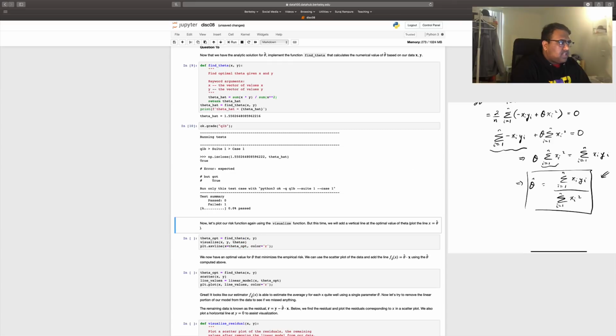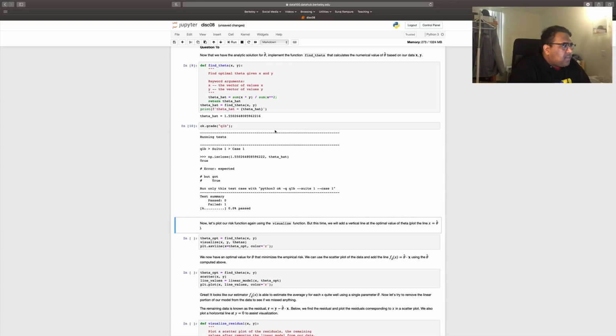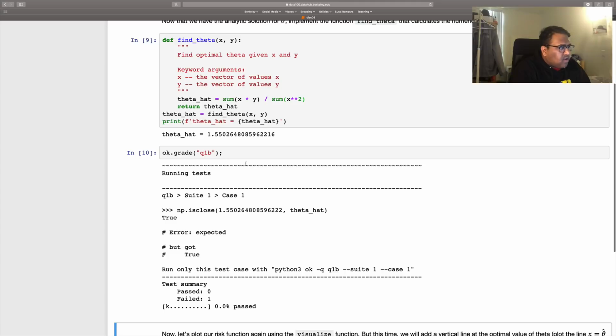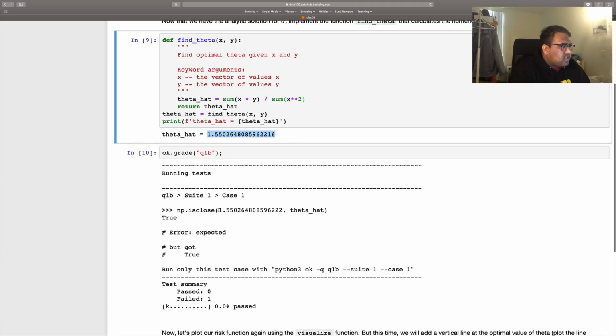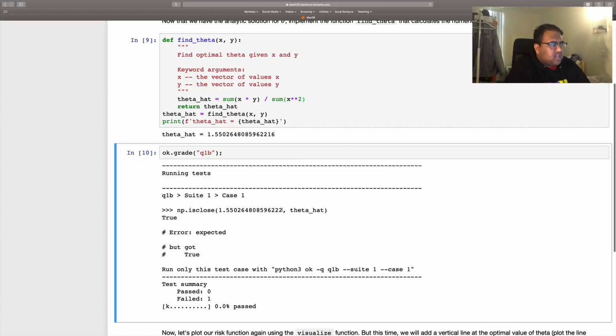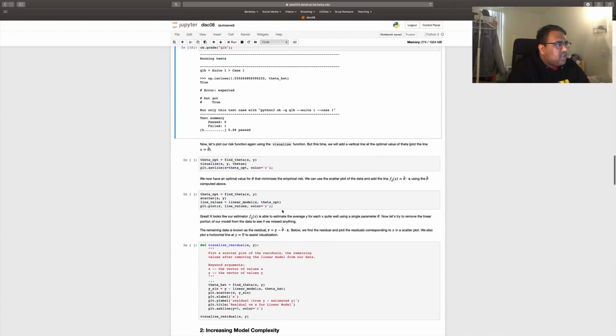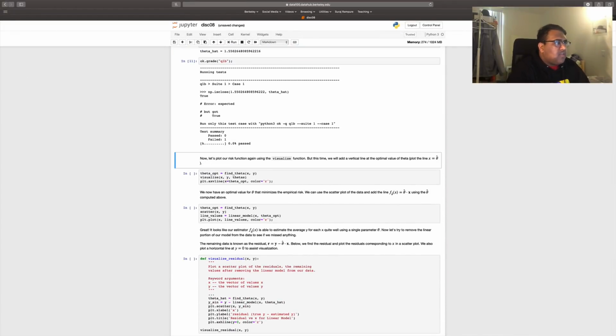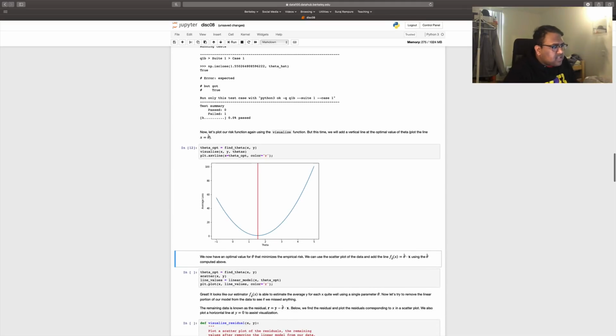Okay, so let's run the test to see if we're correct. Okay, our answer is correct, because if you see what we have here, it's very close to what they have. Okay, so now let's plot our risk function along with visualize, but we will draw a line at our optimal theta hat that we found using this solution that we just solved for. Okay, and you can see that the expression that we came up with is correct because it finds the smallest value of our loss function, right? So that when you plug in the optimal theta that we found, it minimizes this loss function.